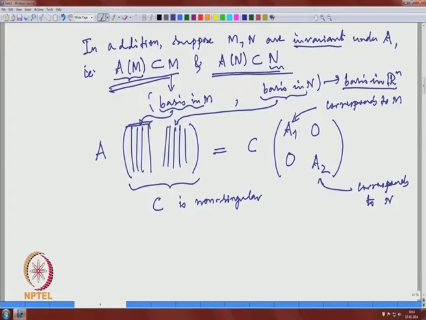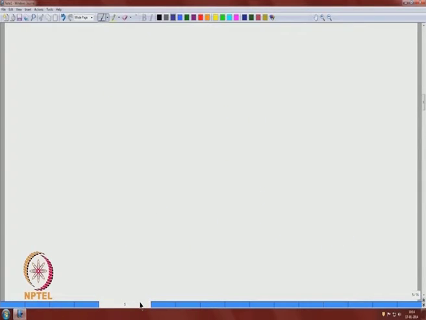So, in other words, if we have two subspaces invariant under A and whose direct sum is R n, then the matrix with respect to that basis decomposes into a block matrix. So, in other words, what we have is C inverse A C is the block diagonal matrix with A 1 and A 2, and this is easily extendable to finitely many subspaces. So, let me just state that.